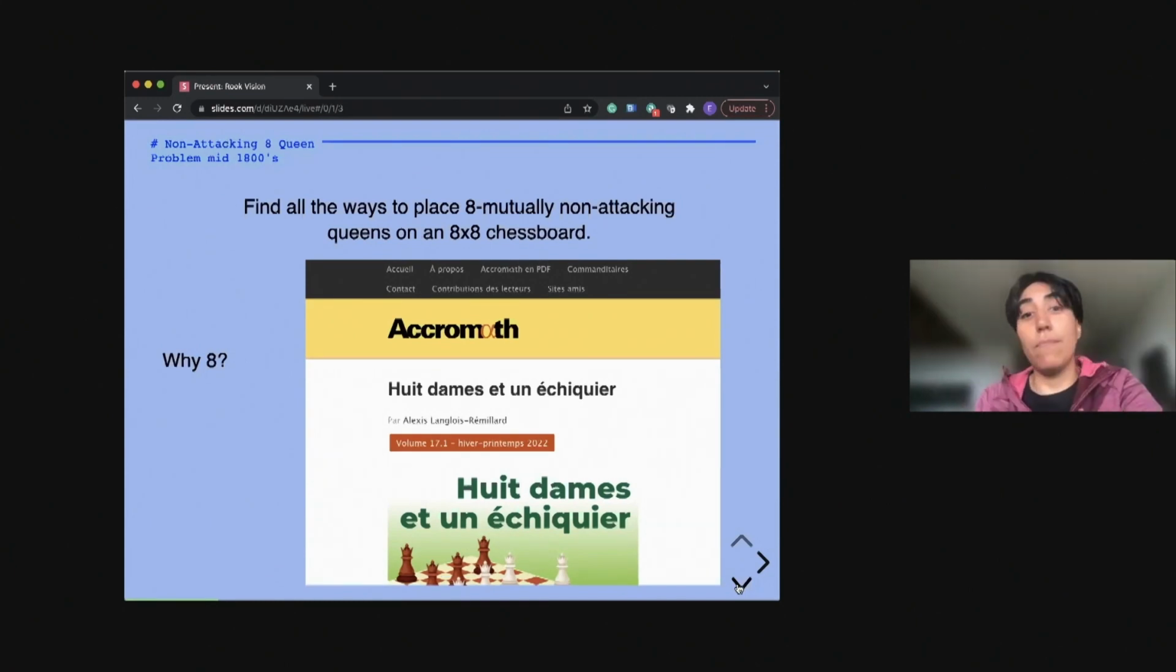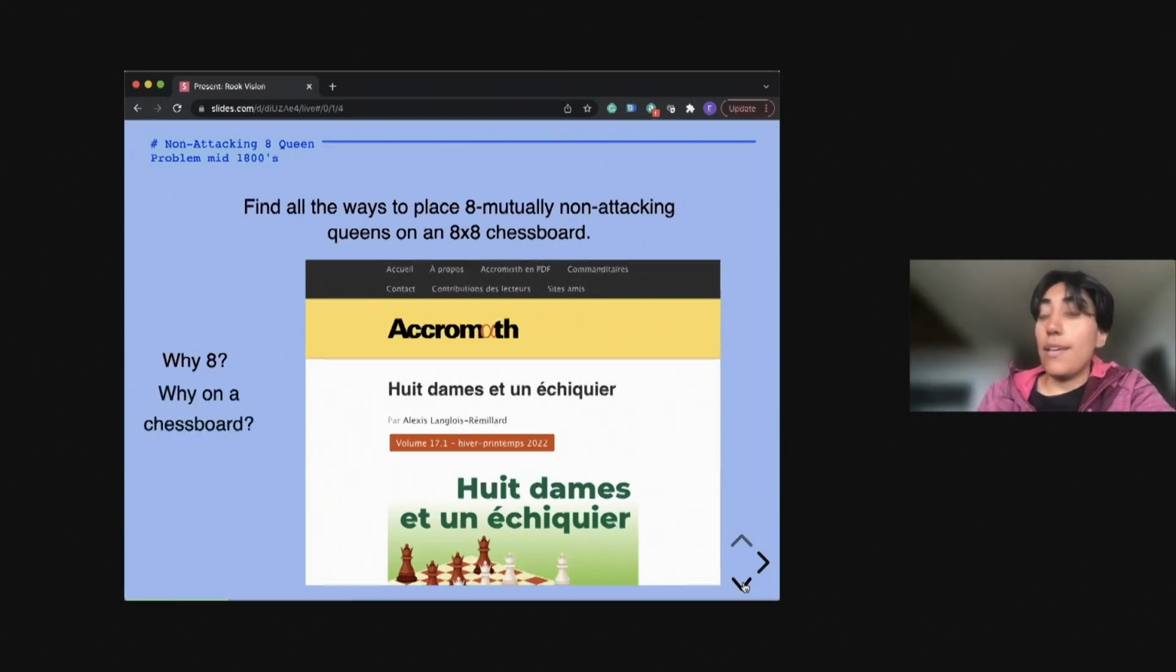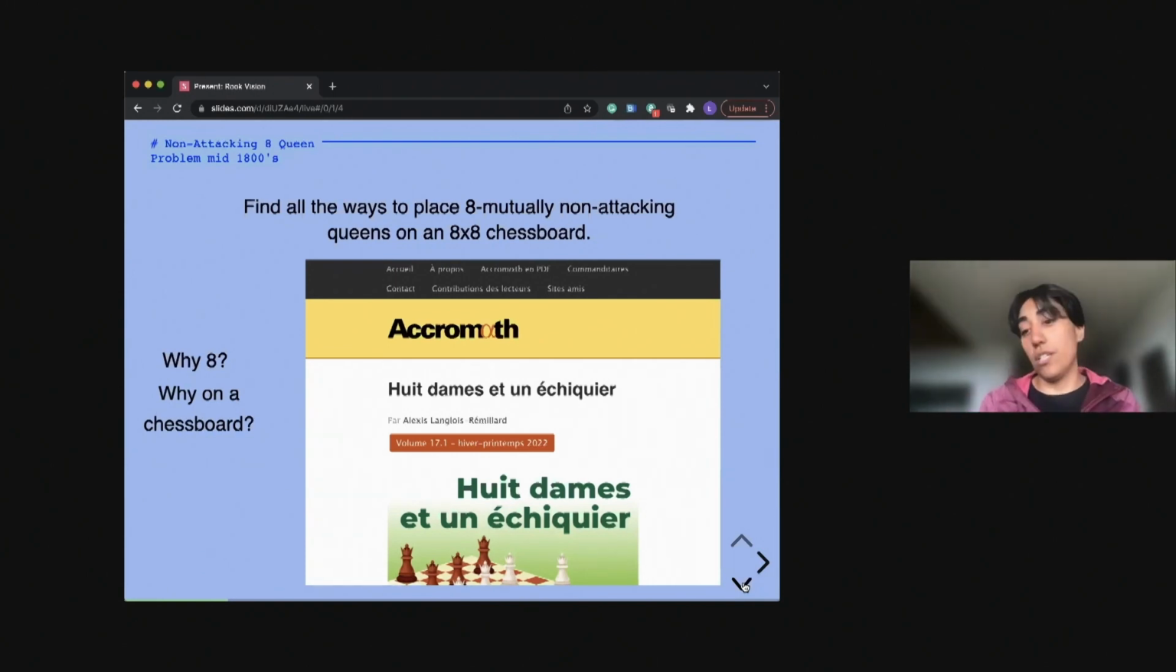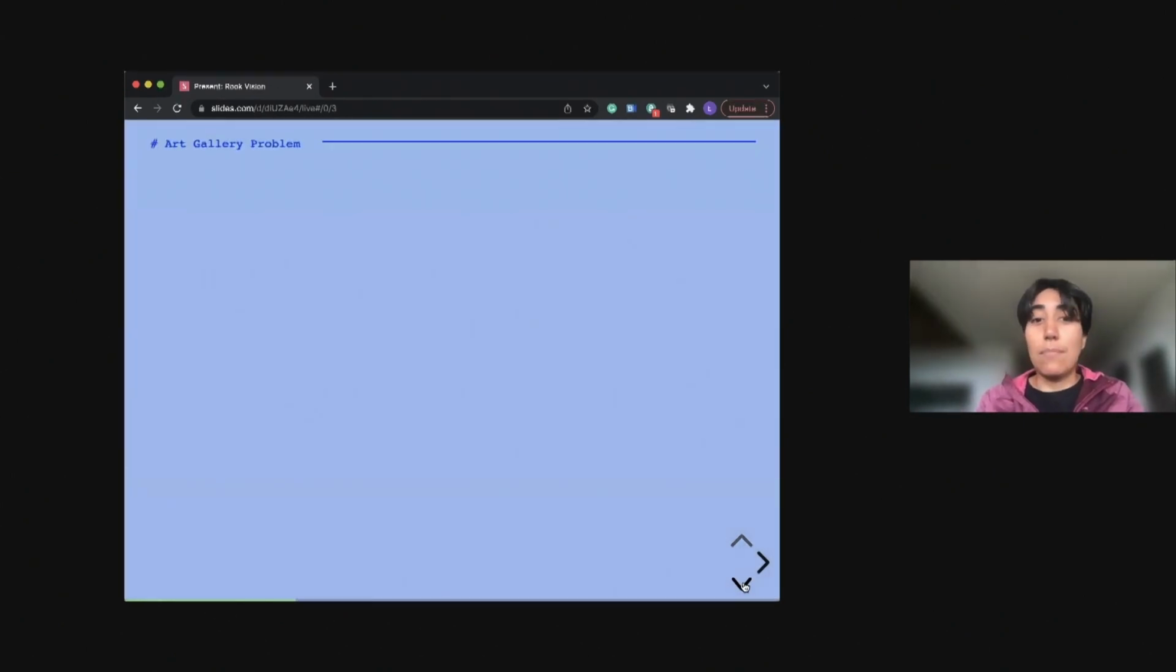Now, this problem is not what we are interested in, because here we already know that we cannot place more than 8 queens. It is clear that if you have an 8x8 chessboard, then you cannot place more than 8. The question we got interested in is: why on a chessboard? If one thinks about art galleries, they have more interesting forms, and it seems more natural to put the art gallery problem in polyominoes.